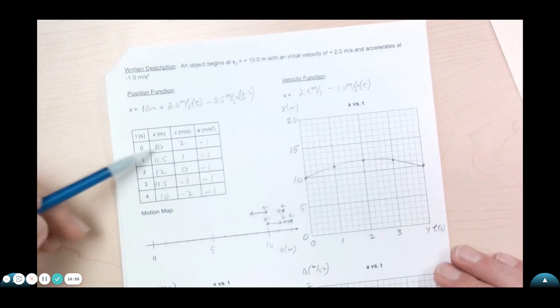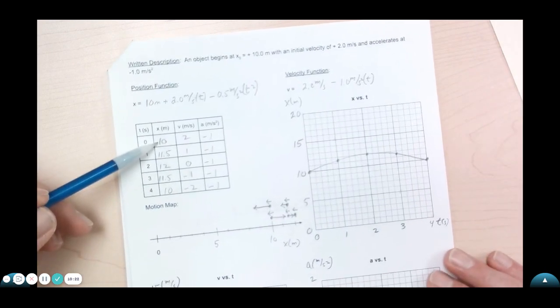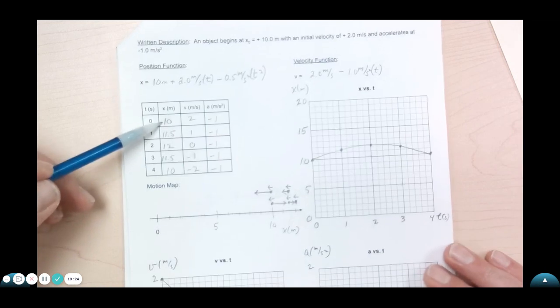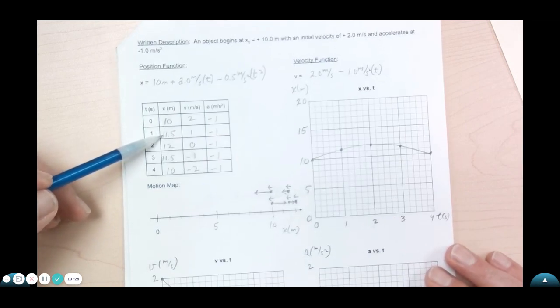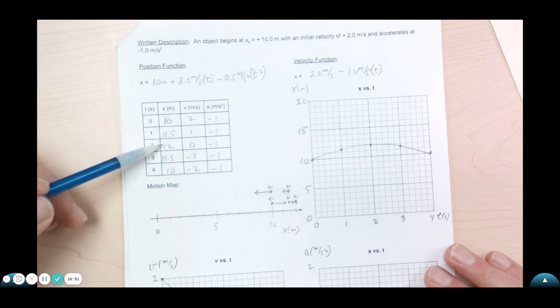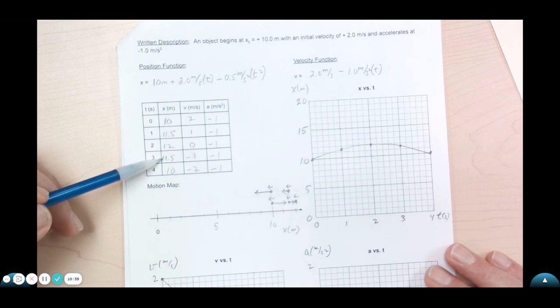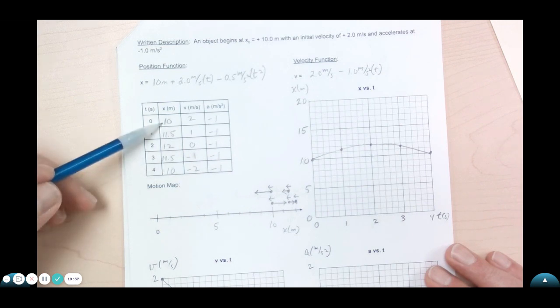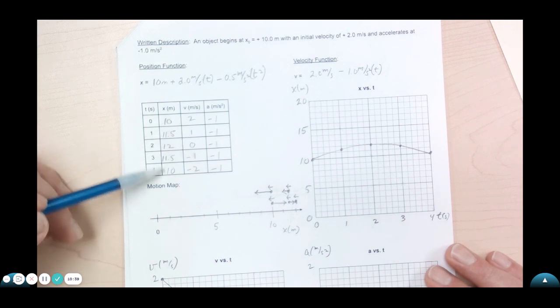So if you use these equations, you're going to find that, look at the position. It begins at 10. X naught was 10 meters. It's moving to the right, so it got further away from the origin. Moving to the right still, but watch. Then it starts to get closer to the origin. So this thing began at the 10 meter mark. 4 seconds later it was back at the 10 meter mark.